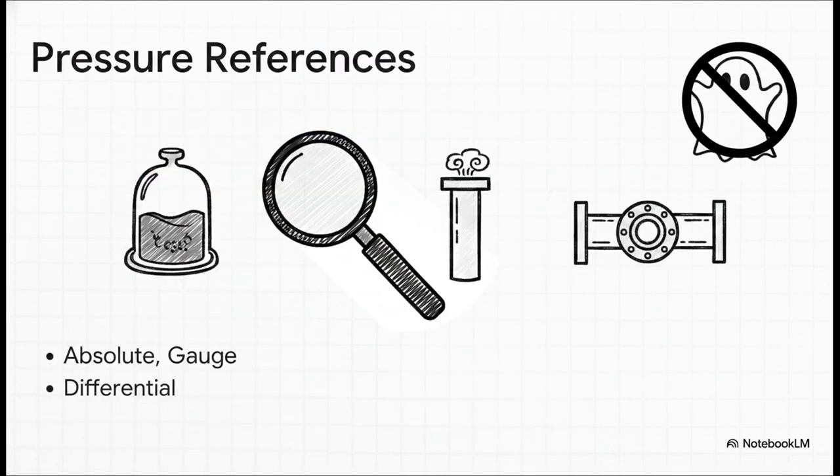What's really fascinating here is how just locking in these 3 references perfectly equips you to diagnose true plant issues rather than chasing ghosts. Whether you're dealing with absolute for those delicate vacuum systems, gauge for your standard utility lines, or differential for flow rates across an orifice plate, you now have the exact mental framework you need to interpret that data correctly.